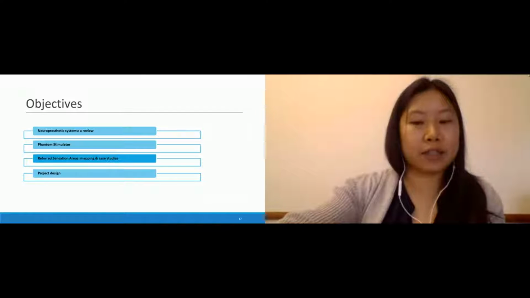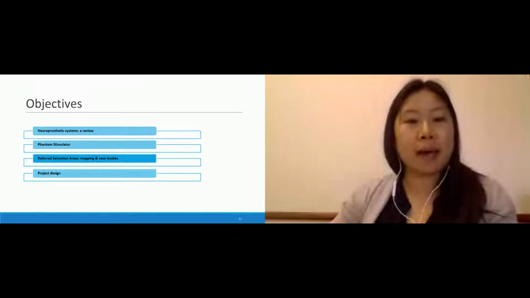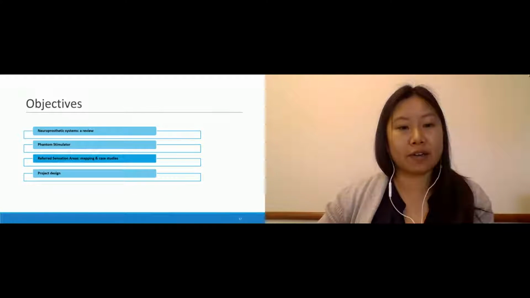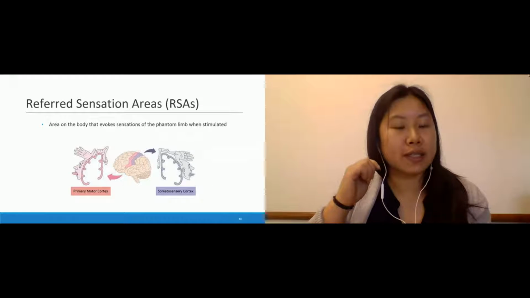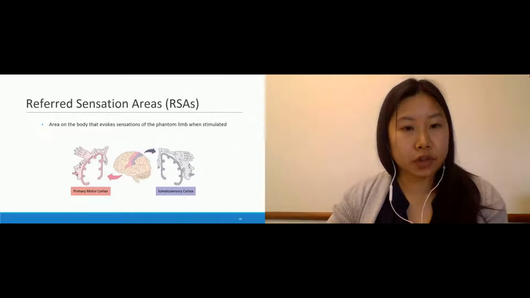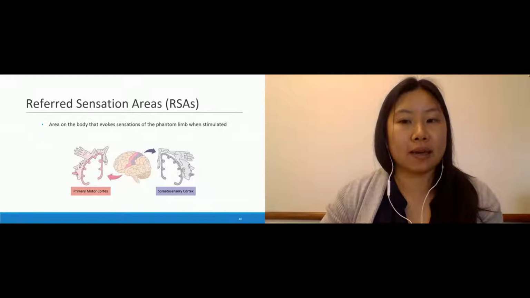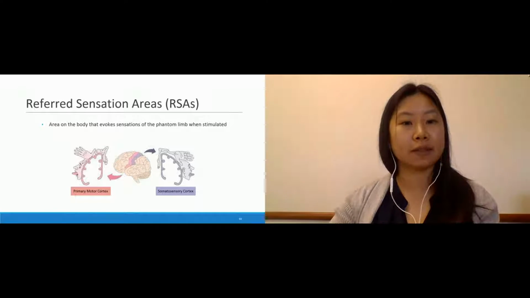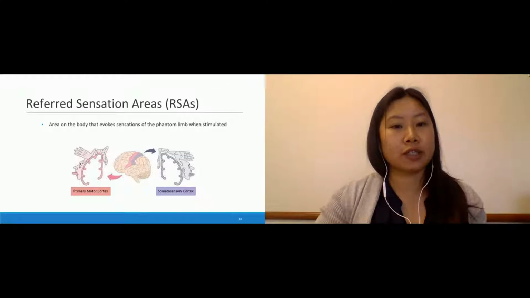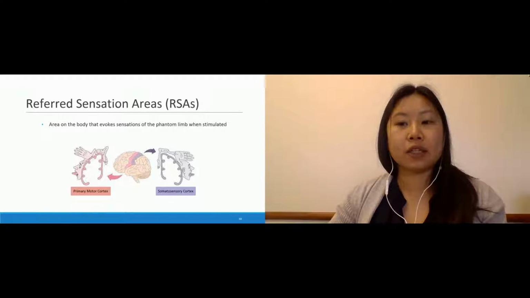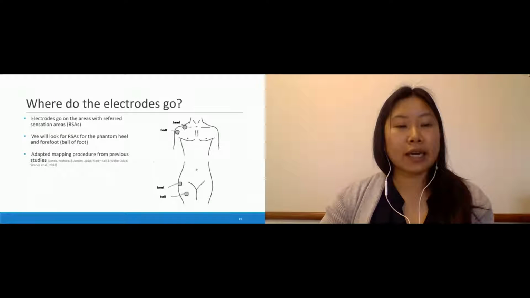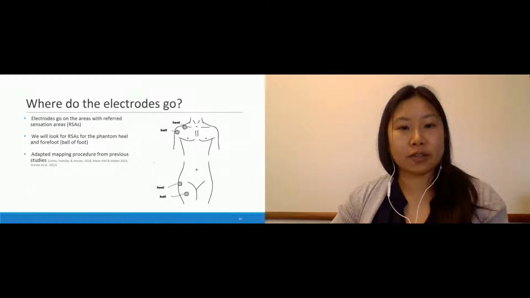For my section, I'm going to be talking about the mapping process for referred sensation areas and our proposed project design. Allison mentioned earlier the term referred sensation areas, or RSAs for short, and I just want to highlight this term again as it plays a big role in our project. RSAs are regions on the body that evoke sensations of the phantom limb when stimulated as a result of cortical reorganization. So why do we care about these referred sensation areas so much?